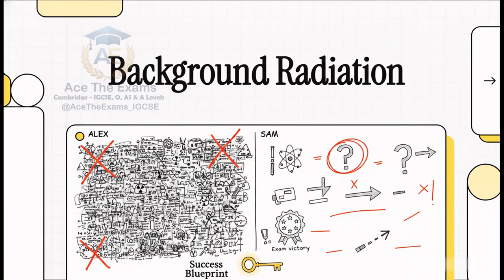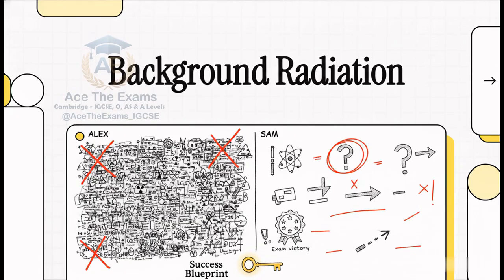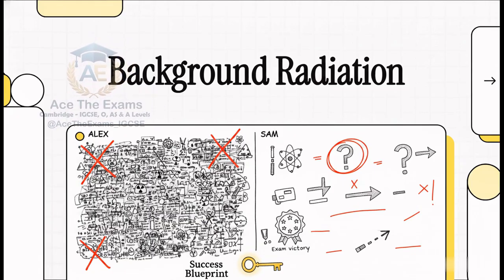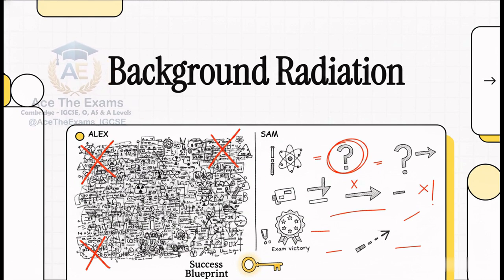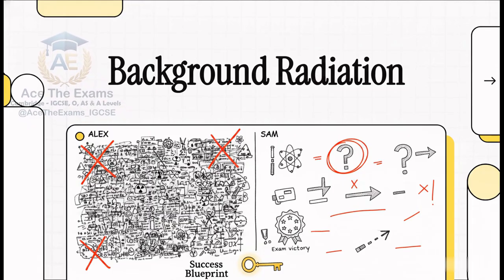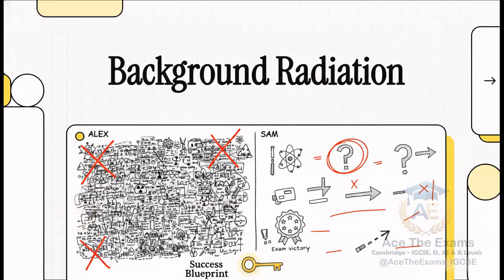Then we have Sam. Sam knows the physics, but the pressure is intense. Sam rushes, completely misses the specific command word requirements of the question, and basically answers a question the examiner didn't actually ask. If you look at their flawed answers, you'll see the red pen of doom everywhere. They both left incredibly easy marks completely on the table. The goal today is to transform you from an Alex or a Sam into a top-tier candidate with a flawless, bulletproof game plan for exam victory.